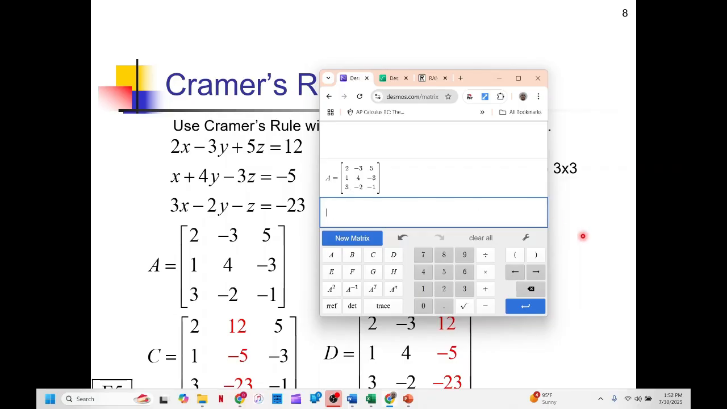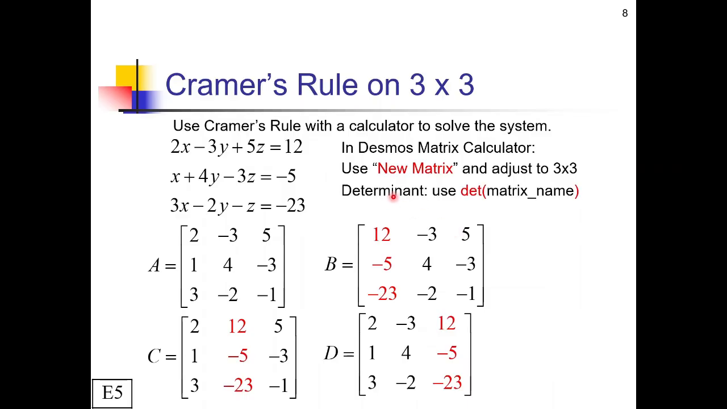So with that handy, and that little tip about using the determinant DET with parentheses, see if you can figure out the values of x, y, and z from these matrices. Pause the video, try it out.